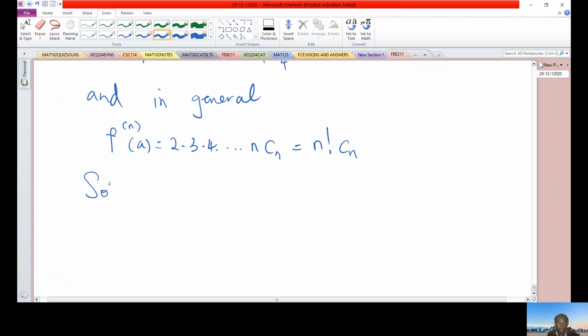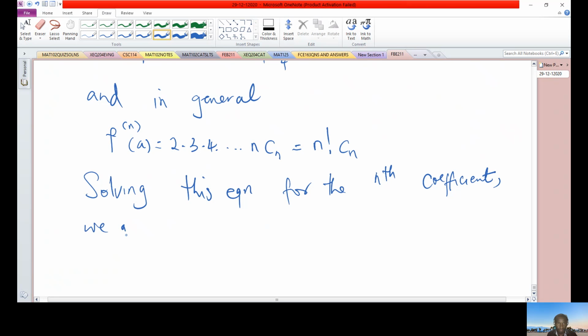So solving this equation for the nth coefficient, we get Cn equals the nth derivative at a over n factorial.